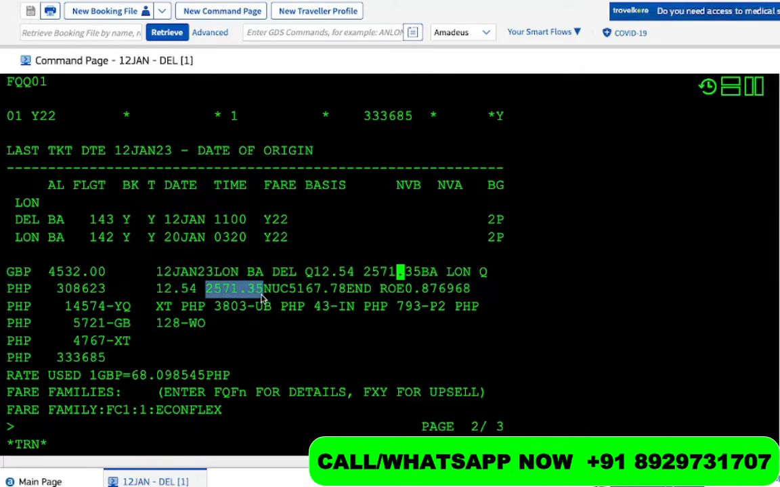2571.35 is the total base fare for the flight coming back from Delhi to London. So the flight going out, 2571 is the price, base fare, and the flight coming back, it is 2571. The flight going out is outbound, the flight coming back is inbound. The neutral unit of construction here, NUC, is 5167.78, and this is again in US dollars.